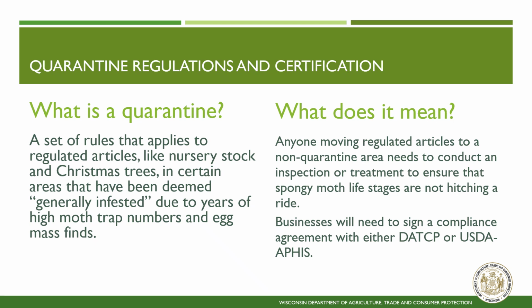For example, a grower of Christmas trees in eastern Wisconsin may not ship trees to western Wisconsin unless the trees have been inspected and found to be free of spongy moth egg masses. Companies that wish to legally ship out of the quarantine also need to sign and follow an agreement with either USDA or DATCP.